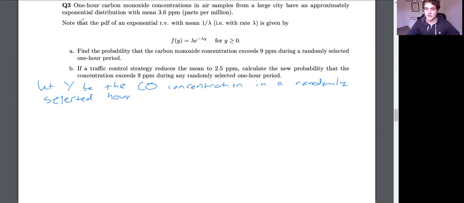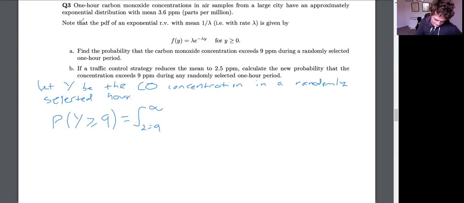Okay, so part A, we want to find the probability that this concentration Y exceeds 9 parts per million. So that's the event that Y is greater than or equal to 9, and we want the probability of that. We can get this by integrating the exponential PDF that we're given above. So we want to integrate from Y equals 9 to infinity because we want Y greater than 9, and the PDF is lambda e to the negative lambda Y, and we integrate with respect to Y.